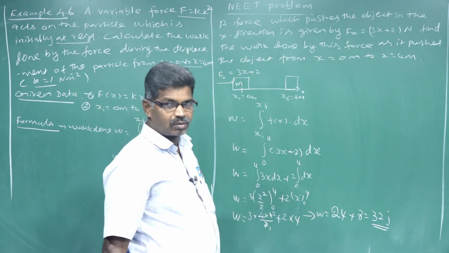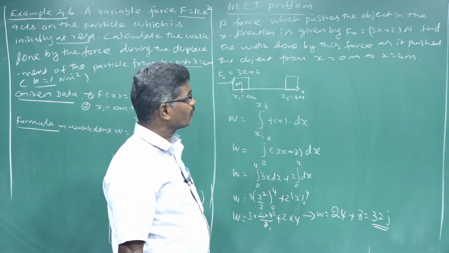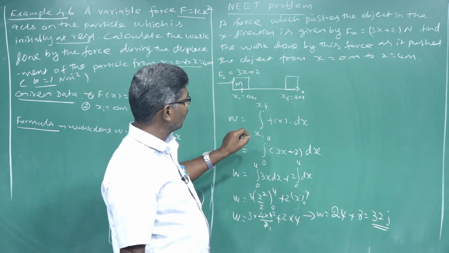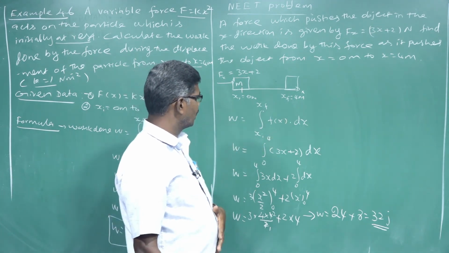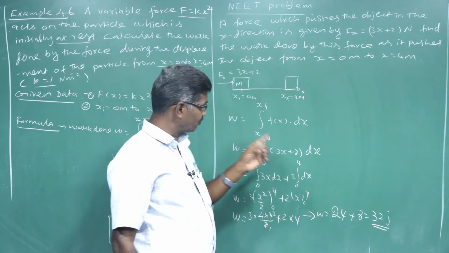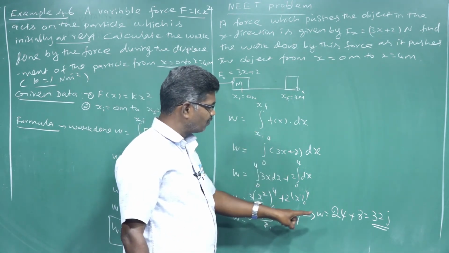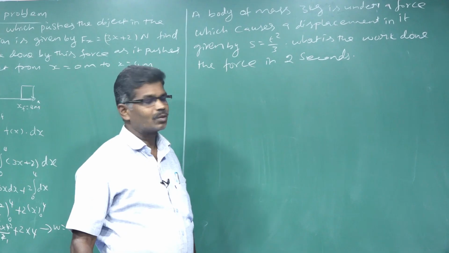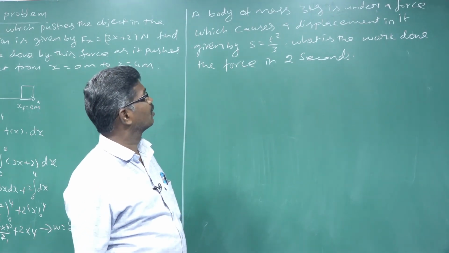Anyhow, next we are going to see that formula, that is W is equal to integral f of x into dx. So f of x we are going to substitute and we will get the final answer, which is 32 joule. Okay. Next we are going to see another problem.